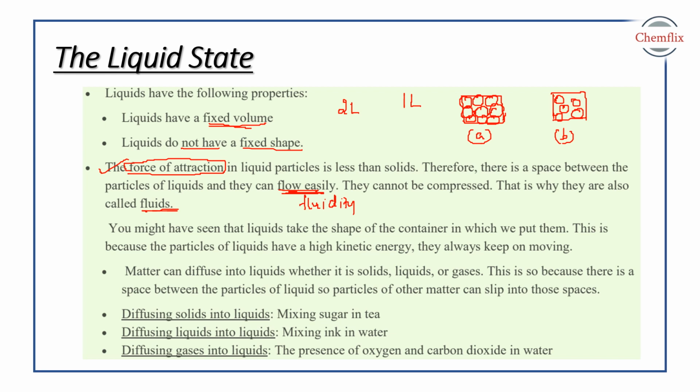Okay. You might have seen that liquids take the shape of the container in which we put them. This is because the particles of liquids have high kinetic energy. They always keep on moving. That is another question: why do liquids take the shape of the container in which we put them? This is because the particles of liquids have high kinetic energy. Kinetic energy means the particles are moving this way, this way, this way, right?